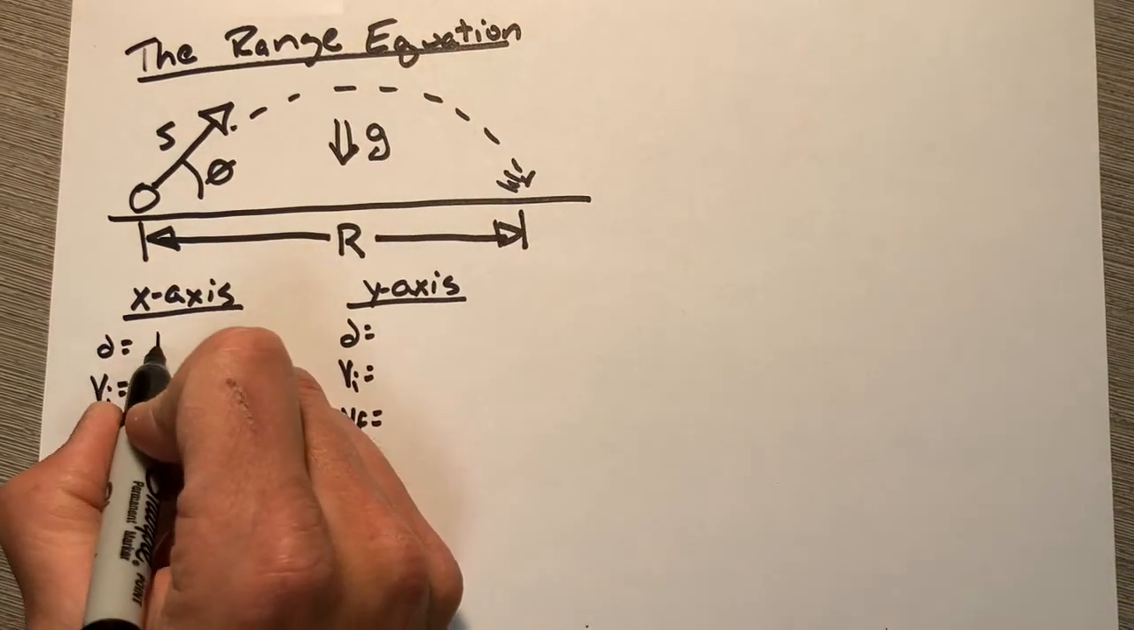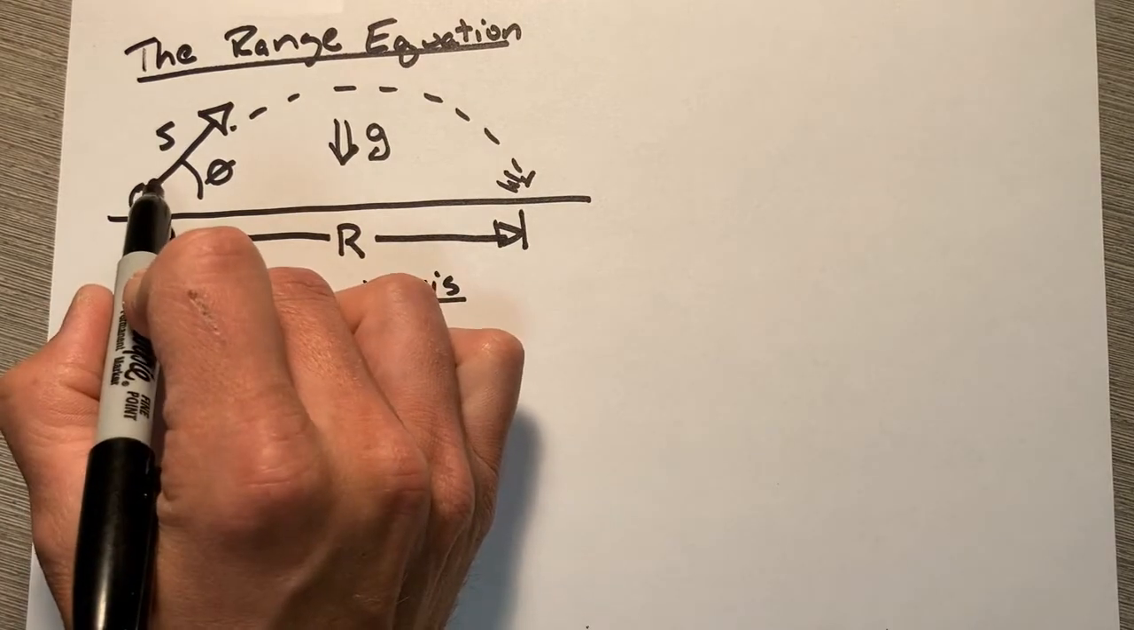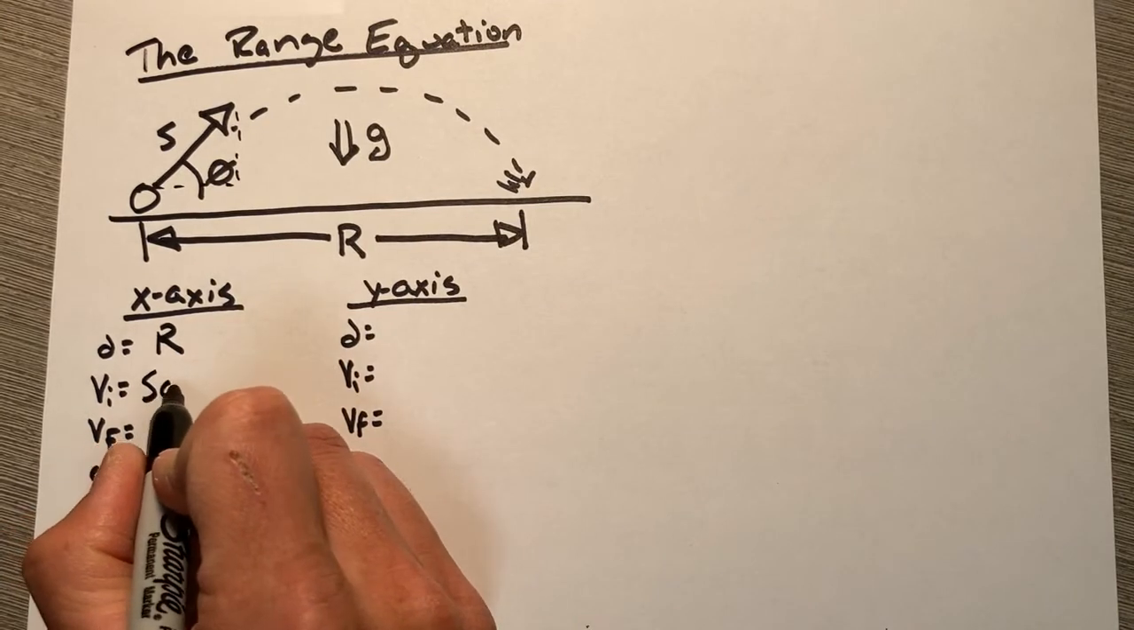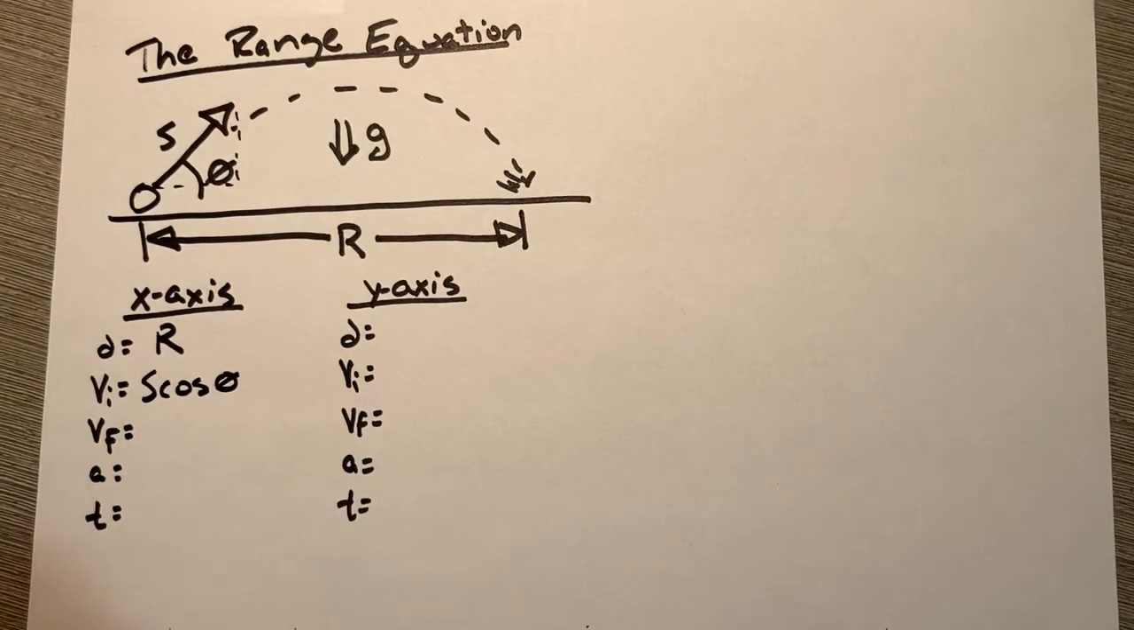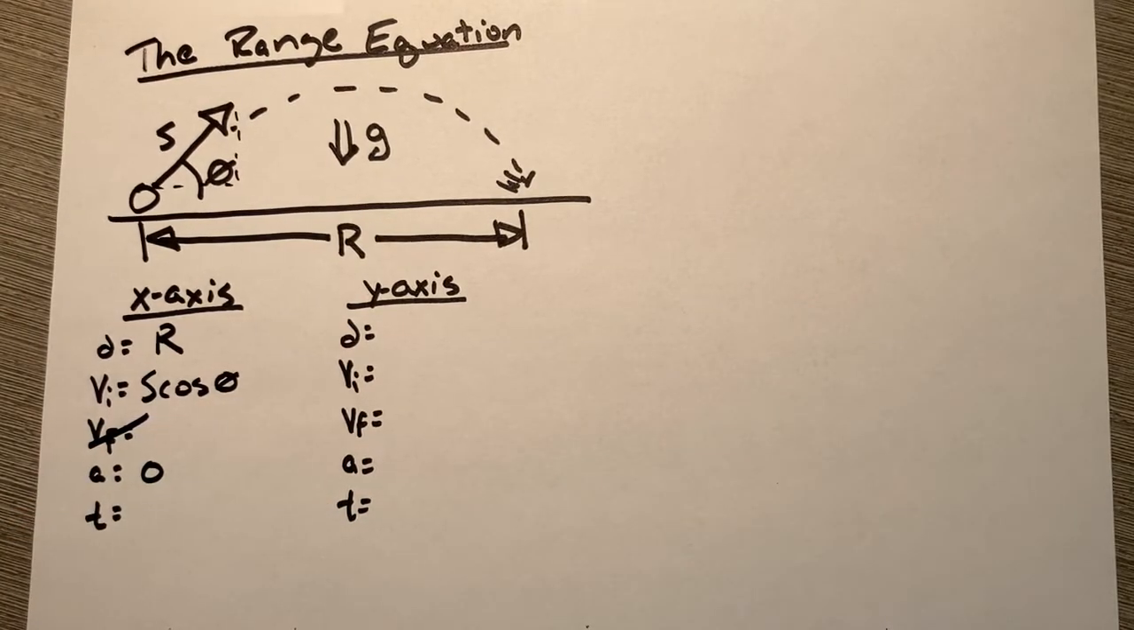Now, starting with the x-axis, we know the horizontal displacement is going to be r, the range we're trying to solve for. To solve for the initial velocity in the x-axis, we're going to have to break the speed up into its horizontal and vertical components. In this case, we want the horizontal component. That's going to be s cosine theta. Because this is a projectile, it is accelerating only vertically. What that means for us is the acceleration horizontally is 0. So there is no final velocity in the x-axis. It's the same as the initial.